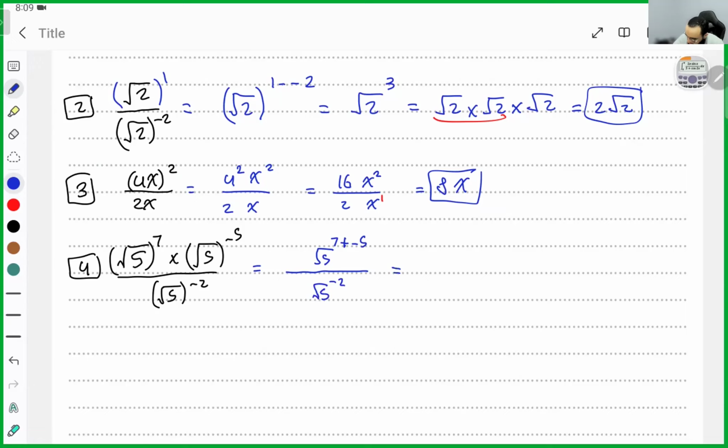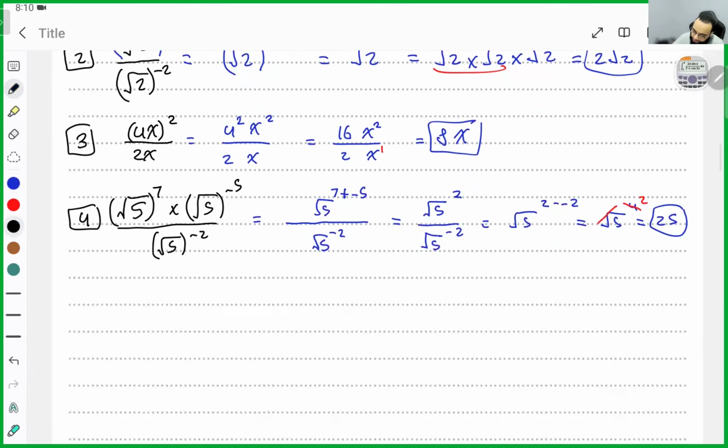Okay? Up is 7 minus 5, which is 2. Down, it's negative 2. It's root 5 power of 2 minus negative 2, which is root 5 power of 4. Actually, we can delete the root with half of the power. Then it's 5 power of 2, which is 25. You got it? Yes, I got it.